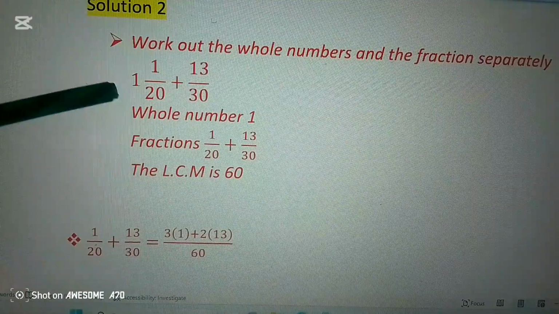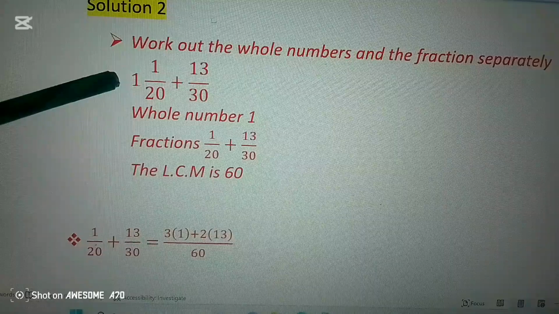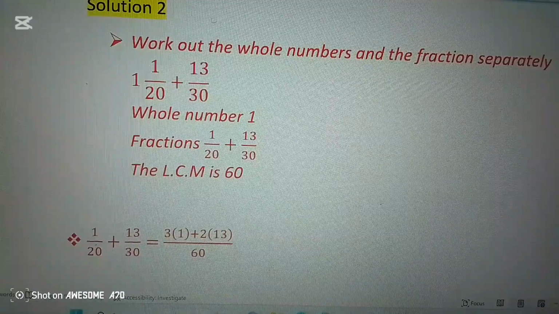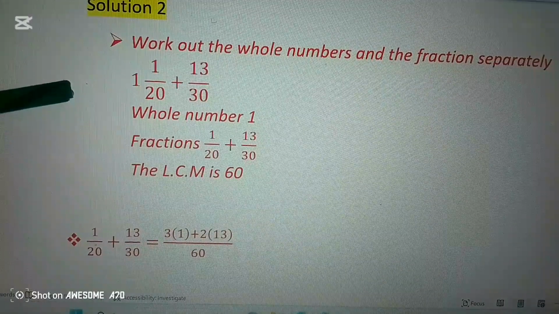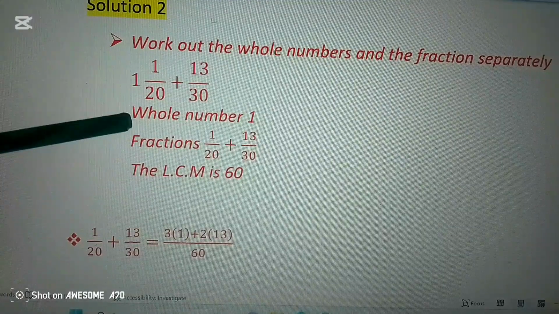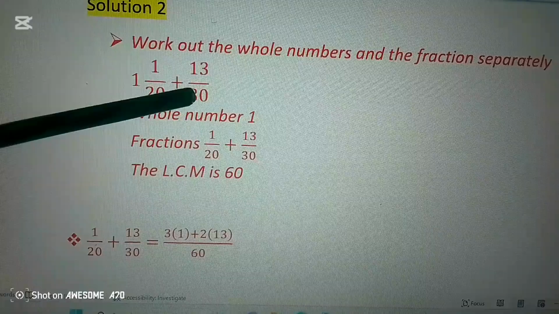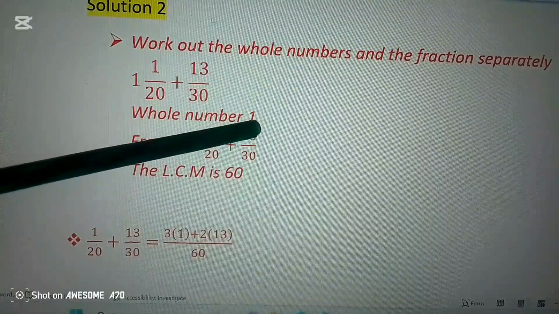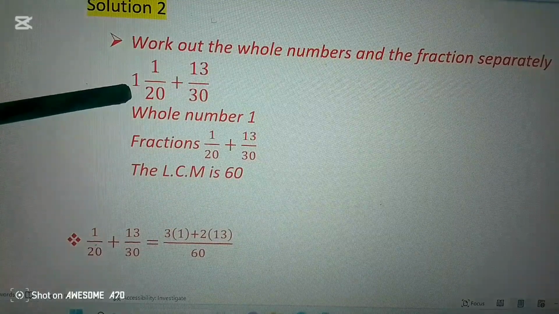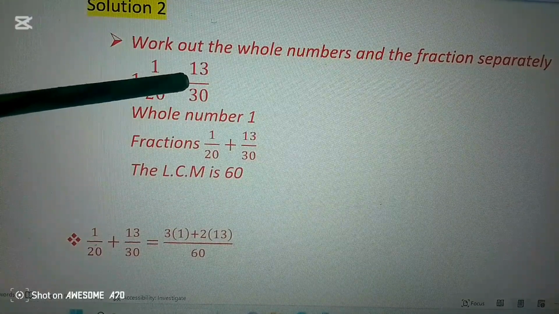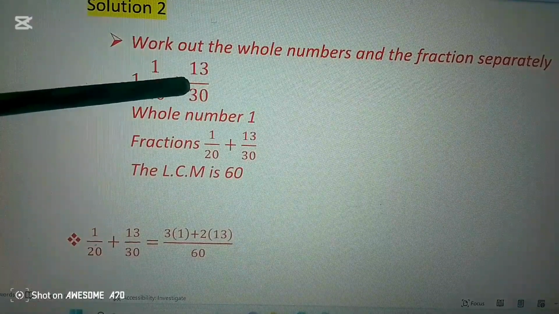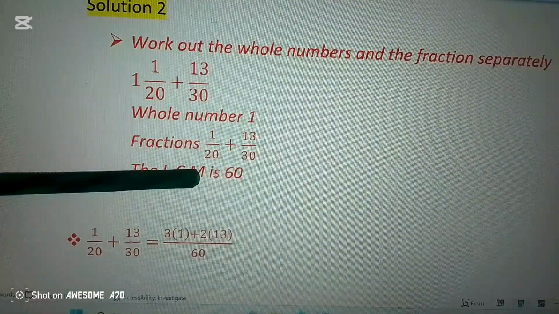In this sum, we have a whole number which is only 1. 13 over 30 does not have any whole number, so we work out the whole numbers separately. We have only 1, and we don't have any other number to add to it, so it's like adding 0. 1 plus nothing is 1.